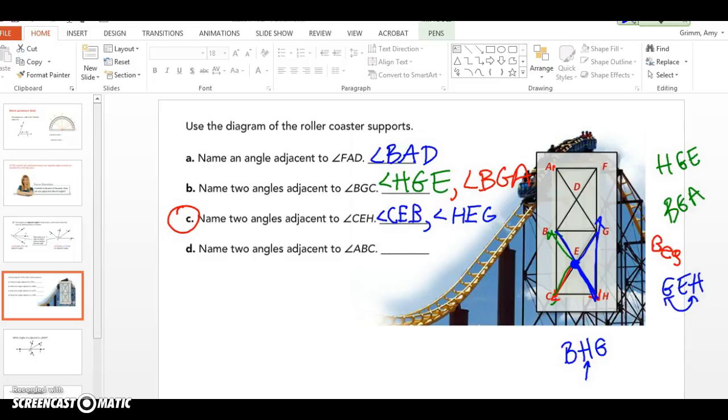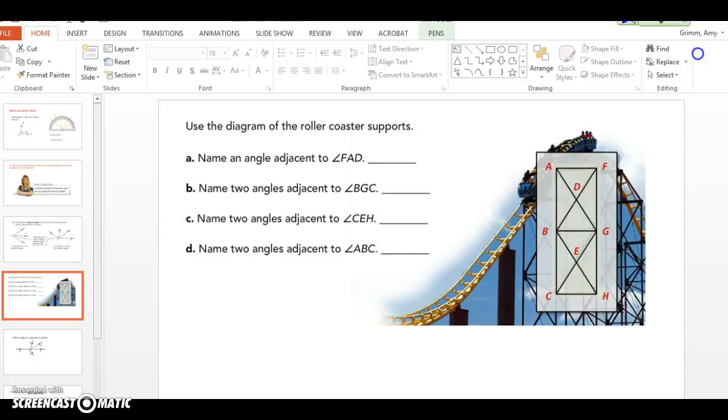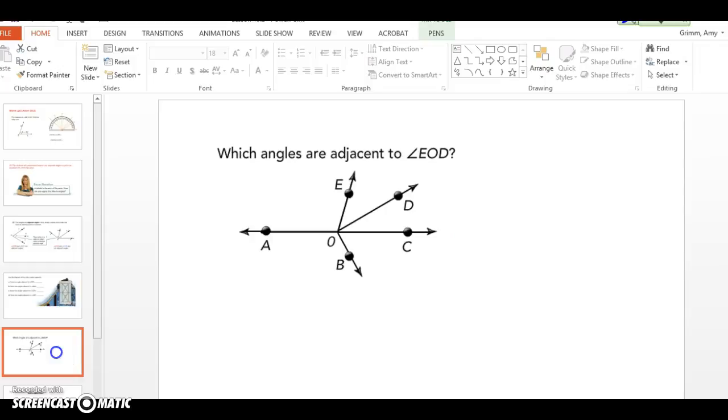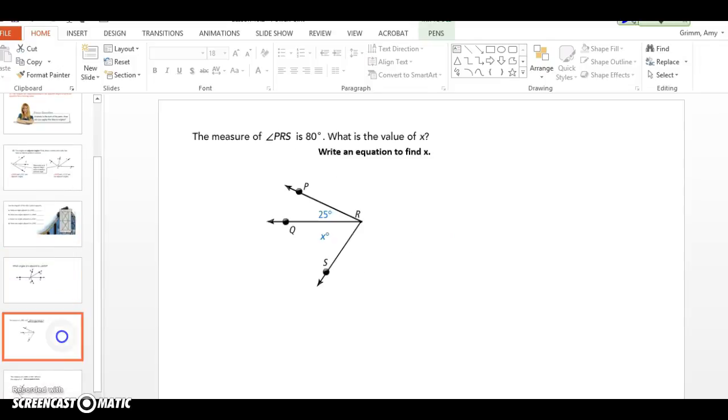All right, let's write some equations. Actually, keep going because I feel like we've covered that pretty well. Let's go to this one. The measure of angle PRS is 80 degrees. What is the value of X? Write an equation to find it.